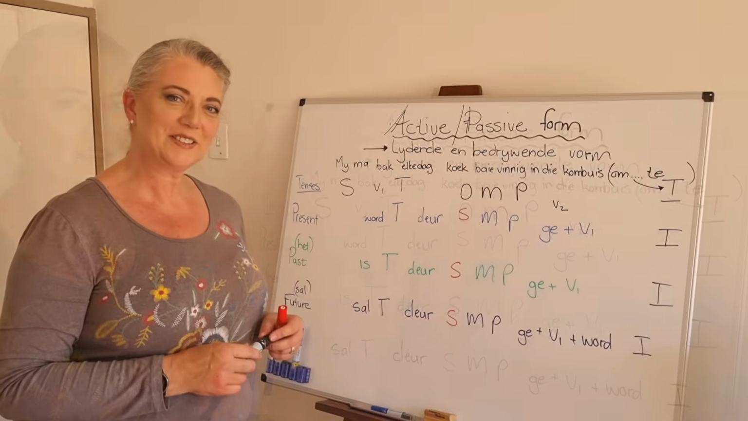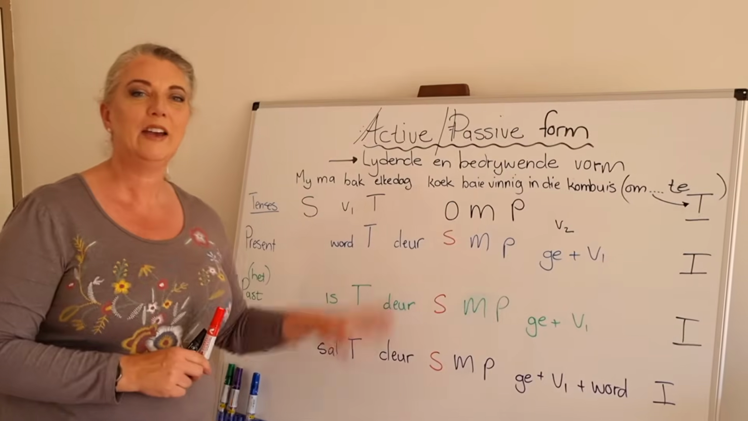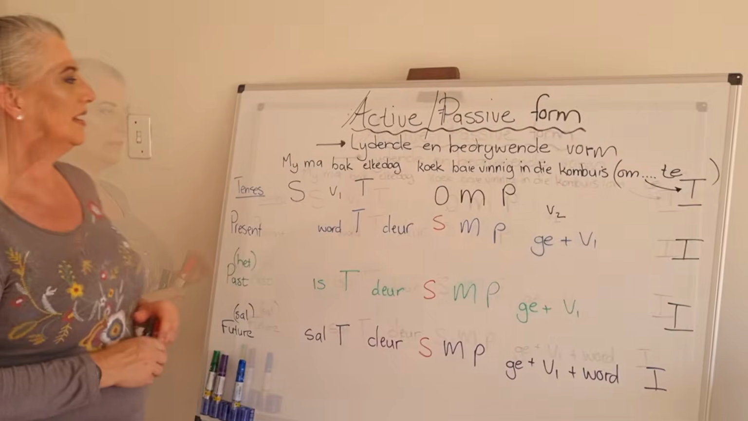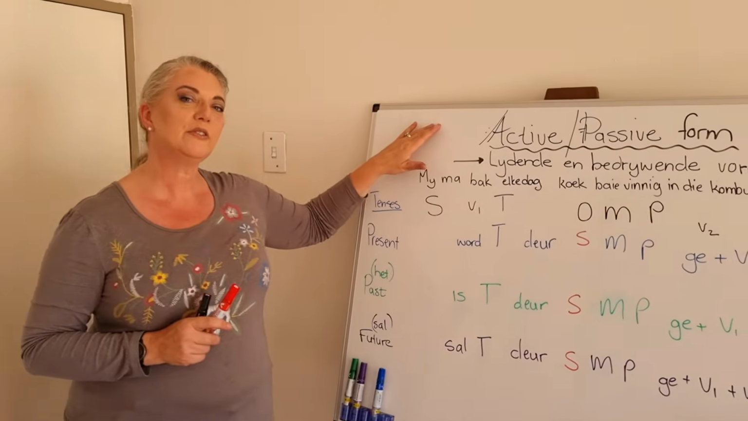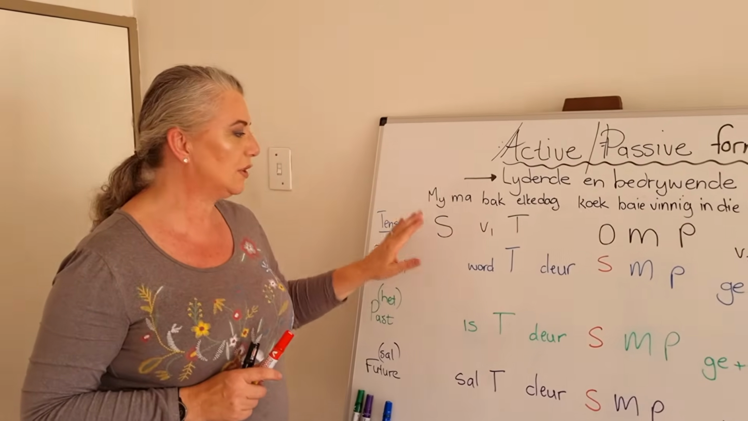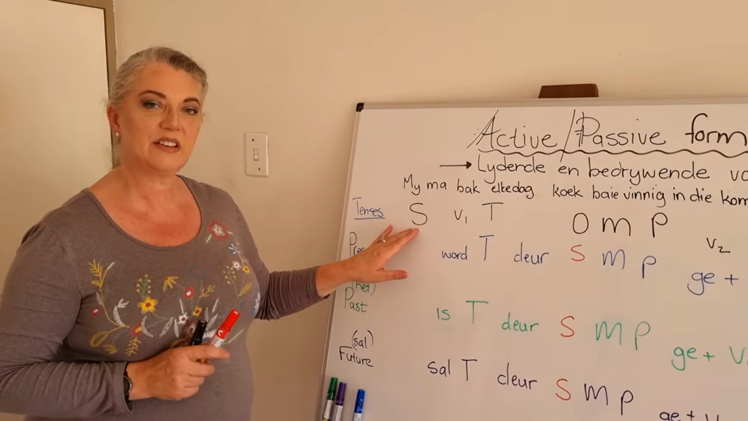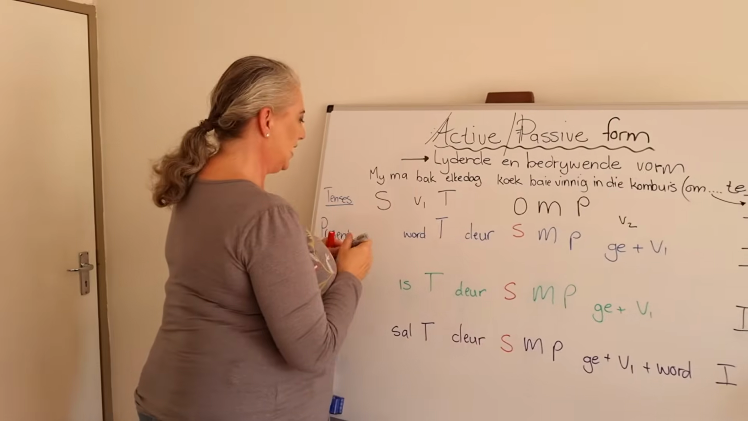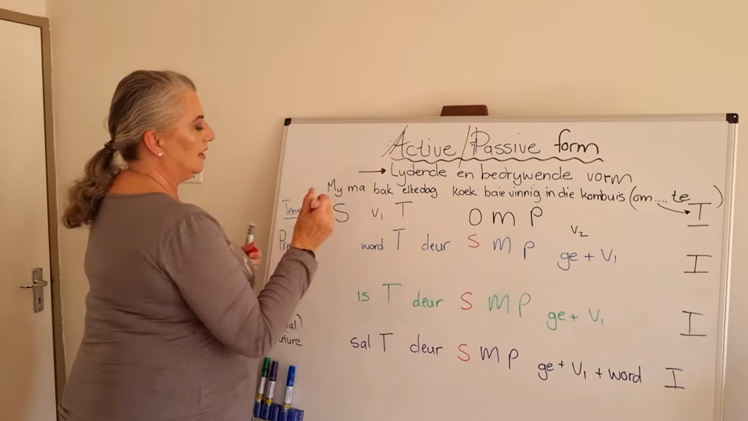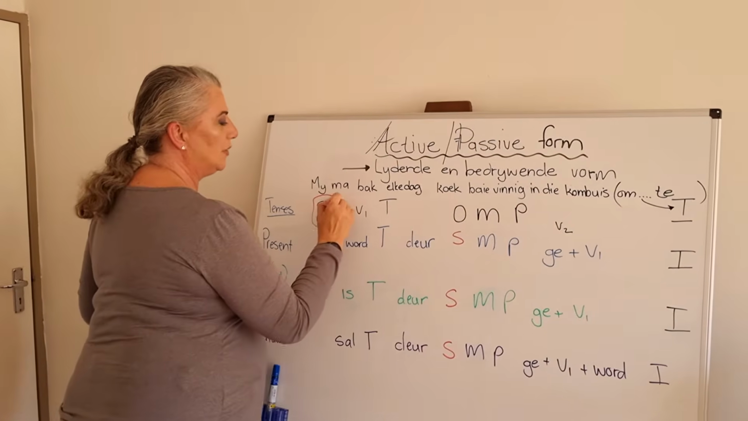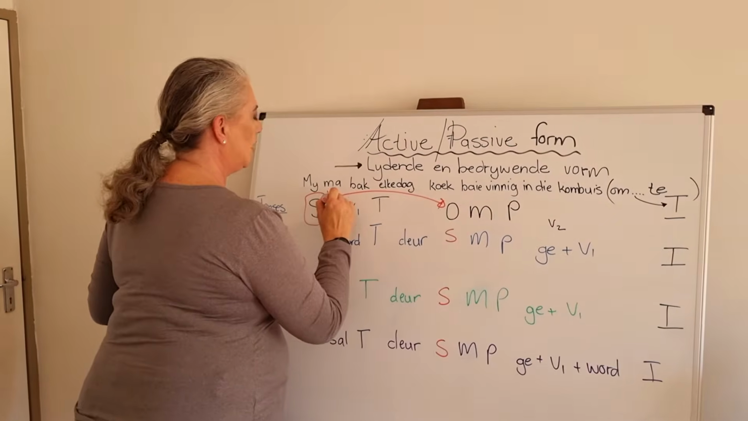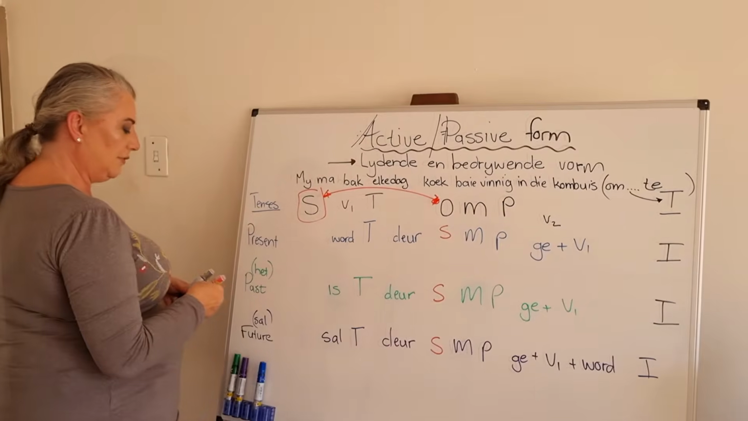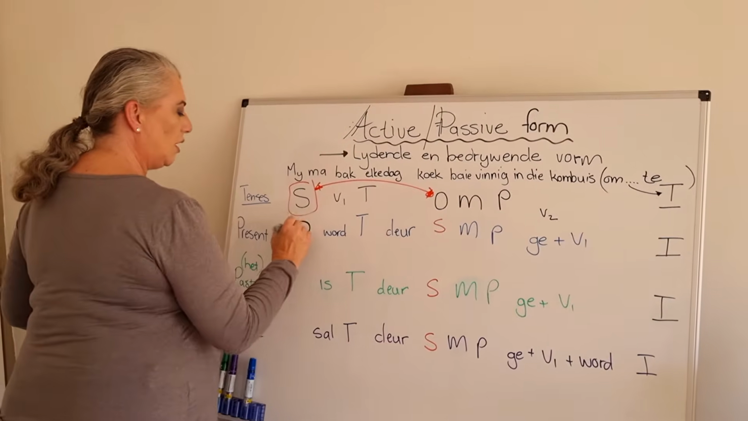Active passive voice. Guess what? I have a formula for you that you can quickly have a look at and use. With active passive form, what happens is we swap the subject and the object. So we take the subject and put it in the object place. So everywhere we would start with the object.